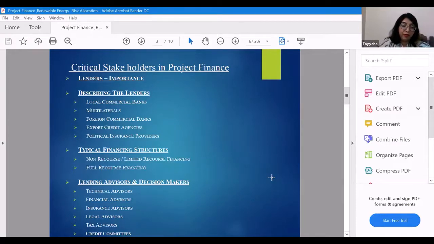The primary reason for lenders being at the center point, the focal point of the whole project finance structure, is that in most project finance transactions, lenders are dishing out a heavy chunk of finance, or in other words, they're funding a heavy chunk of the project cost.